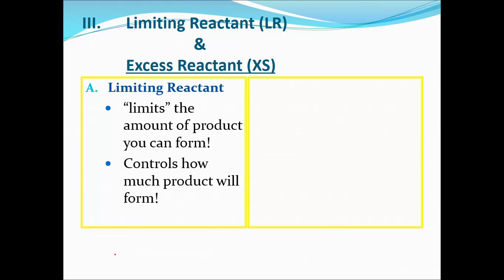The limiting reactant does exactly what it sounds like. It limits the amount of product you can form in a chemical reaction. So it's the reactant that runs out first. So therefore, when it runs out, you can't produce any more product. So the limiting reactant is a reactant that controls how much product will actually form.